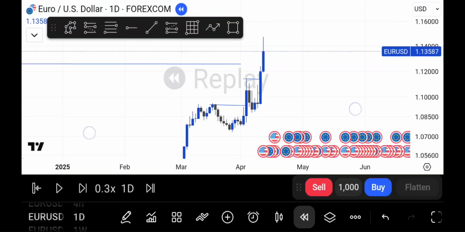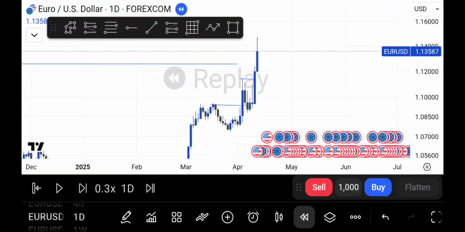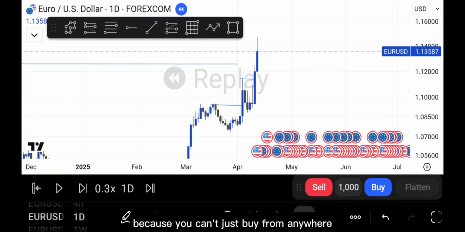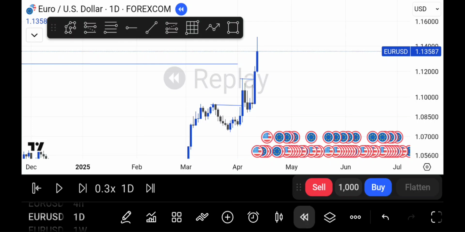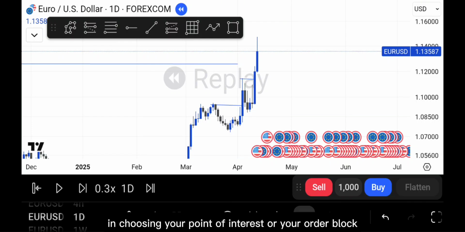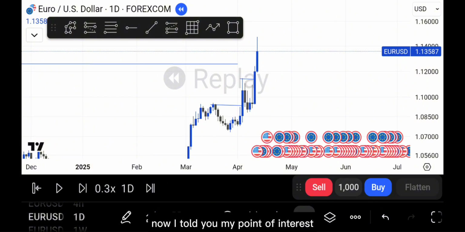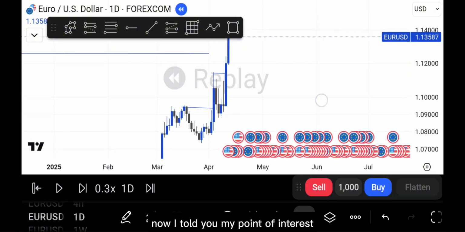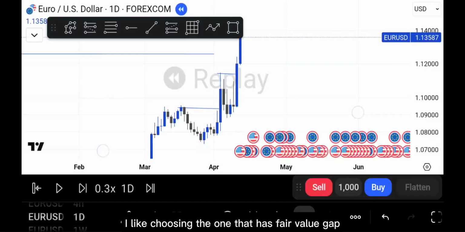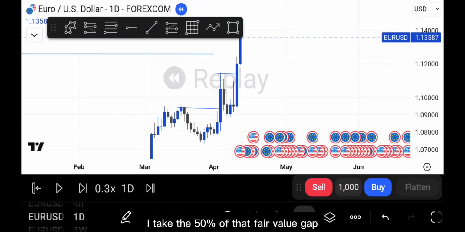Once you find your last internal breakout structure, the next thing to do is to look for where you're going to buy from, because you can't just buy from anywhere. You need to be logical in choosing your point of interest or your order block. I told you my point of interest, I like choosing the one that has a fair value gap. I take the 50% of that fair value gap, then draw it with the candle.